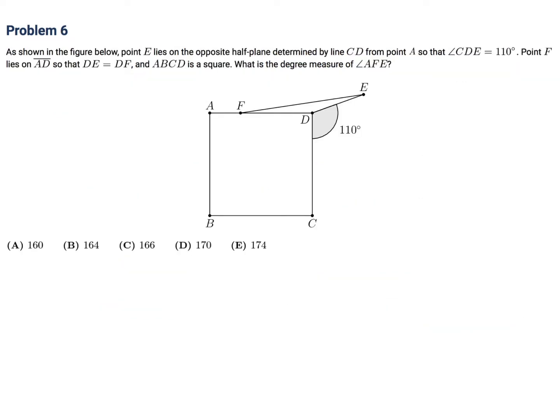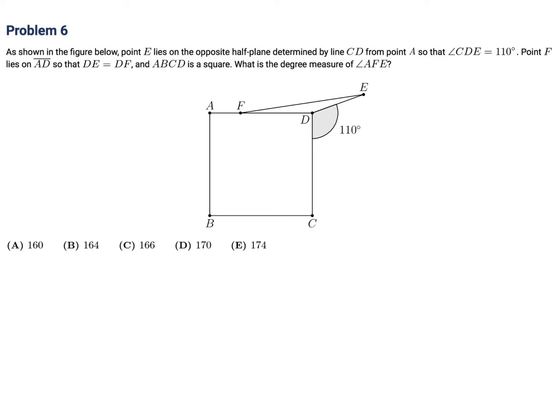Problem number 6. As shown in the figure below, point E lies on the opposite half plane determined by line CD from point A, so that CDE is 110 degrees. Point F lies on AD, so that DE is equal to DF. ABCD is a square. What is the degree measure of angle AFE?